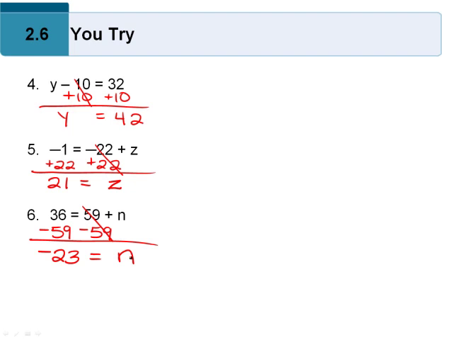Alright, so the main thing you need to see here, I think we're almost to the end, is that if you have addition between the number you're trying to get rid of and the variable, you're going to need to use subtraction. Or if you have subtraction, you need to use addition. Or if it's a negative, you need to use a positive. It's always going to be the opposite sign when you're dealing with addition types of equations.